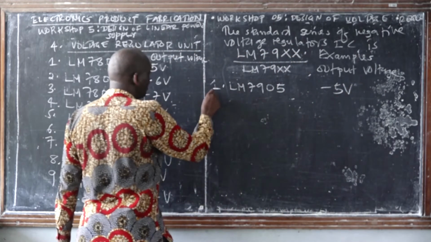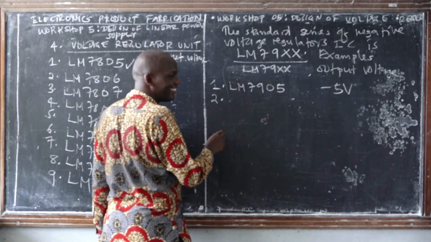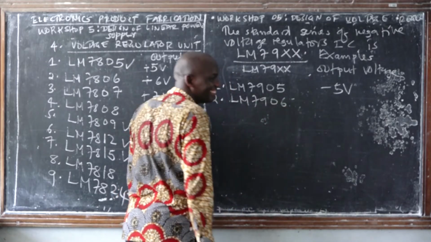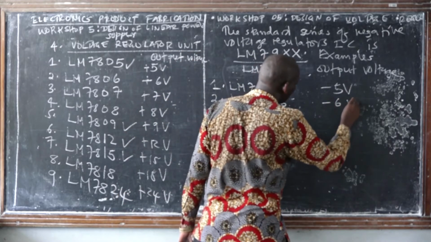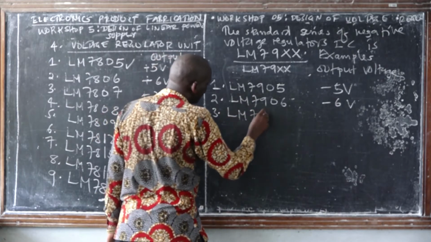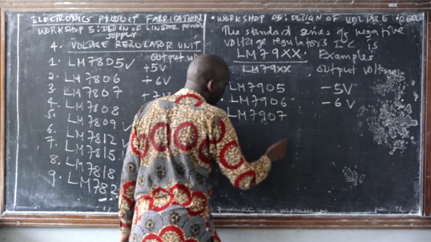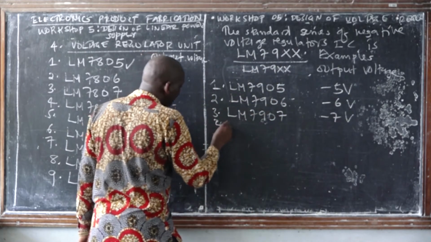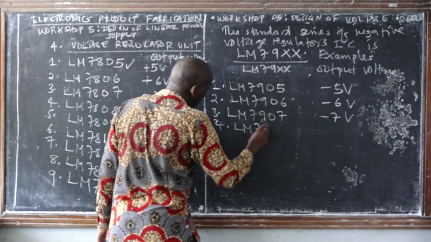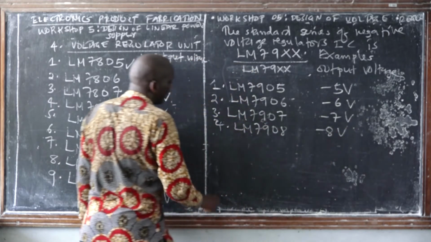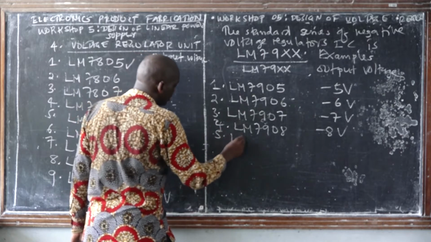The next example, LM79 0 what? 06, negative what? 6 volt. Then LM79 0 what? 7. 7 what? 7 volt. Then LM79 0 negative what?